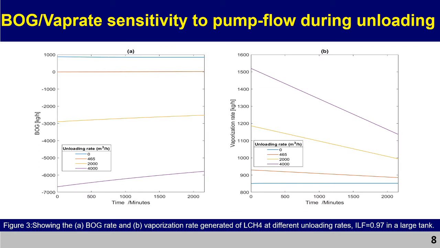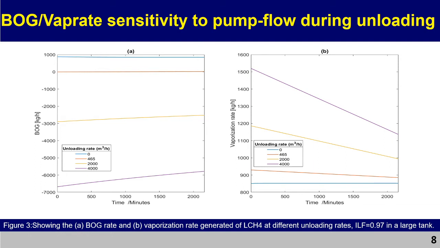Now, this is the BOG and vaporization rate sensitivity to pump flow during unloading. In figure 3a, at zero unloading, when no unloading is occurring, the BOG generation is about 1,000 kilograms per hour. As you increase it to the critical pump flow of 465, you have zero BOG. Exceeding this critical pump flow, you can see that the BOG is now negative, implying that you need to inject BOG into the tank to maintain isobaric conditions.